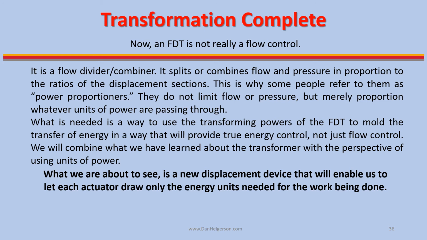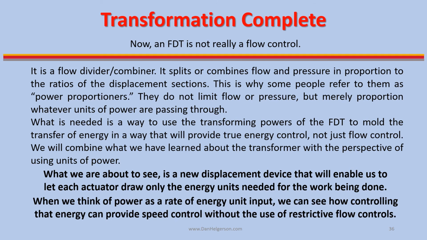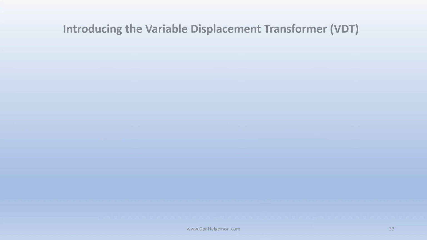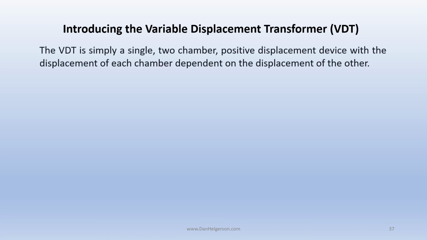What we are about to see is a new displacement device that will enable us to let each actuator draw only the energy units needed for the work being done. When we think of power as a rate of energy unit input, we can see how controlling that energy can provide speed control without the use of restricted flow controls. Introducing the Variable Displacement Transformer, or the VDT.